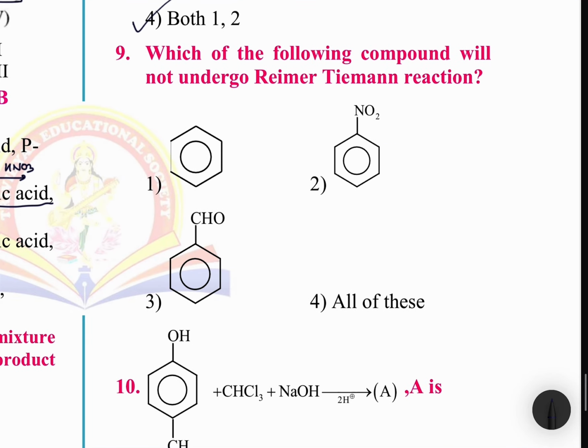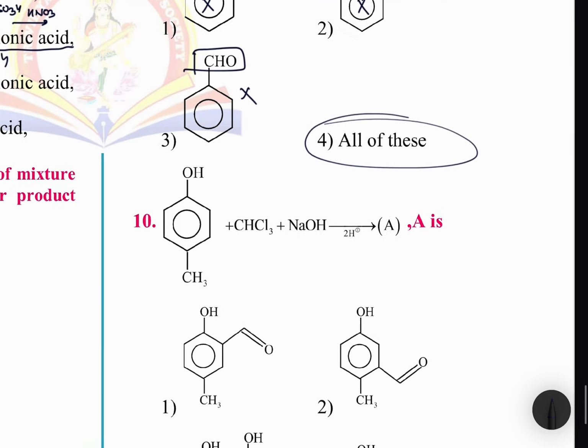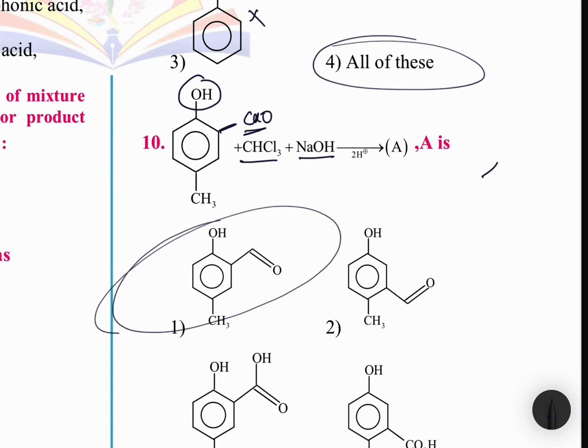Which of the following compounds will not undergo the Reimer-Tiemann reaction? This cannot undergo because the NO2 group is there. This also cannot undergo. So all of these cannot undergo. We need electron-releasing groups. And this is very simple, CHCl3, NaOH. So to the OH, at this place the CHO group is going to come. Reimer-Tiemann reaction. So the answer is, thank you.